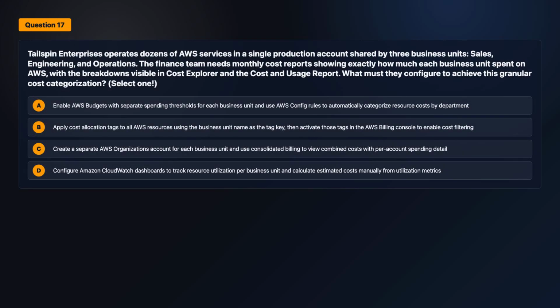Ready. Question 17. Choose for this case, not every case. Tailspin Enterprises operates dozens of AWS services in a single production account shared by 3 business units: sales, engineering, and operations. The finance team needs monthly cost reports showing exactly how much each business unit spent on AWS, with the breakdowns visible in Cost Explorer and the Cost and Usage Report. What must they configure to achieve this granular cost categorization? Select 1. Review the answer choices on screen.